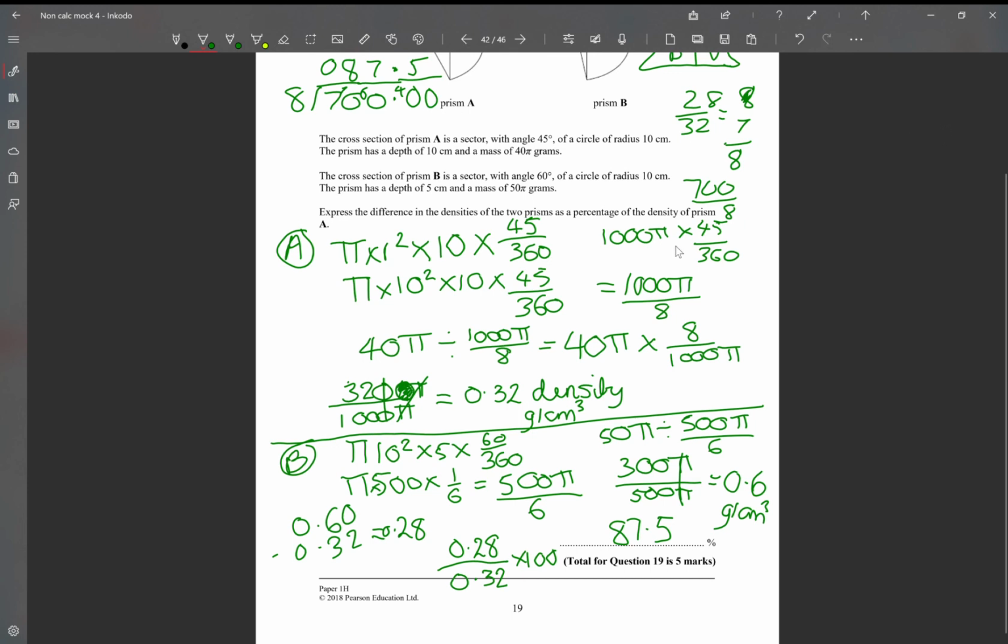Okay, so that question is done. It gets 5 marks. It's quite a high up question in the paper. Question number 19, non-calc paper. But yeah, there's a lot going on there, so I hope you followed that through.